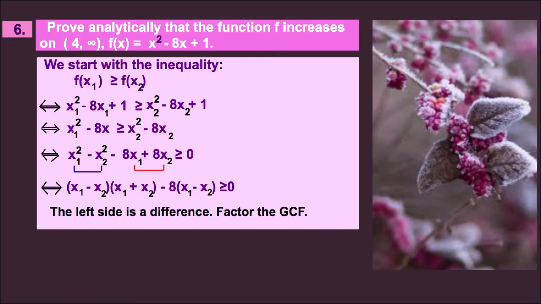The left side is a difference. Factor the GCF. Factoring the GCF, we obtain the equivalent statement: (x1 - x2)(x1 + x2 - 8) ≥ 0.